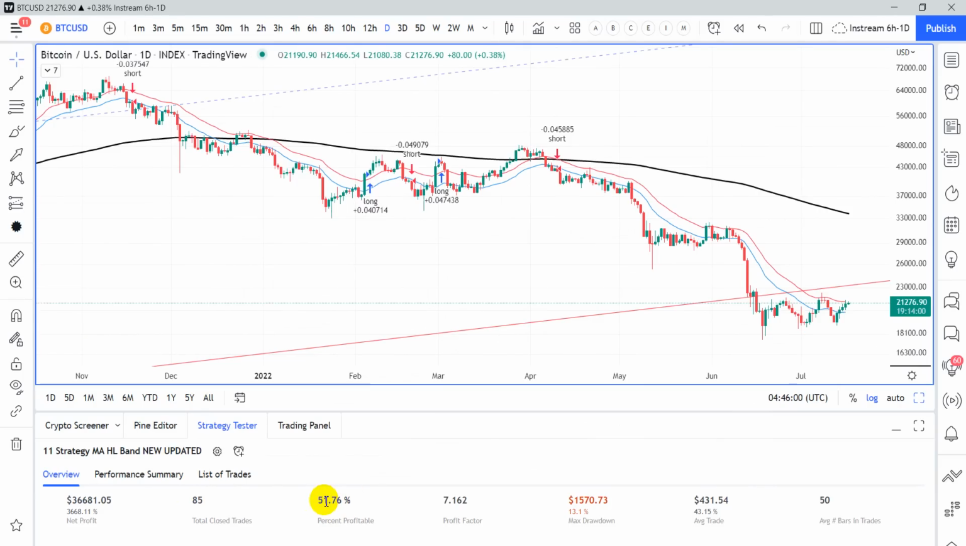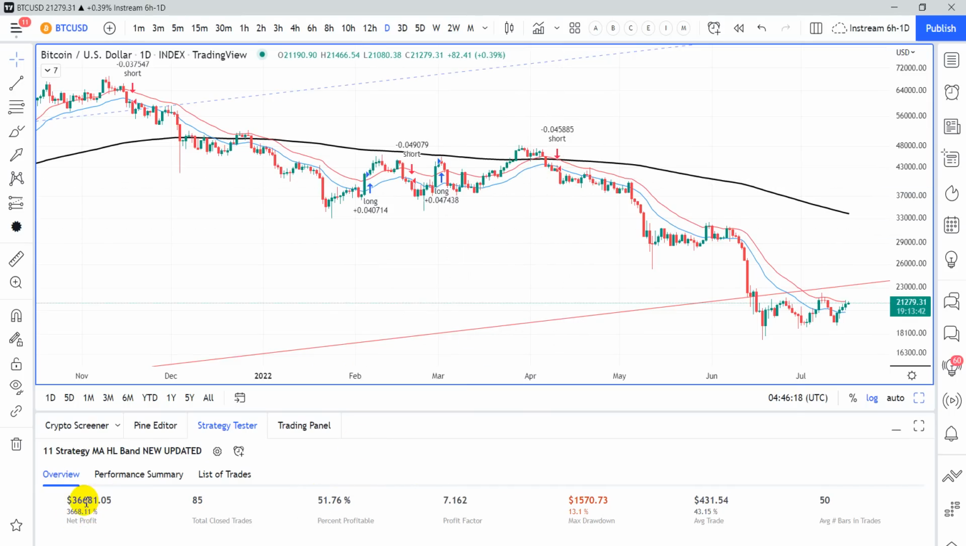Actually, the win rate grew up a little bit. It's almost 52%. The profit factor is cool. Very nice. Okay, now let's go ahead and figure out how we can tweak this strategy, how we can change any parameters to have a better profit.